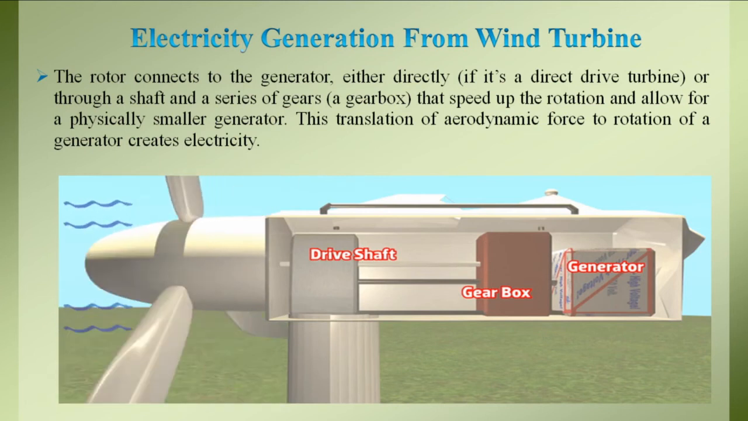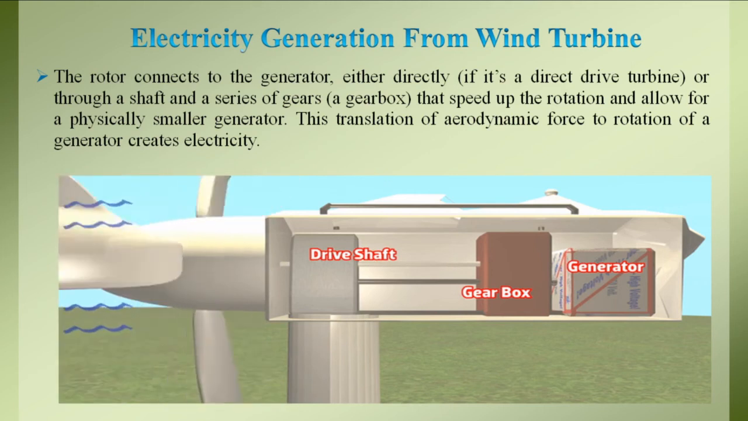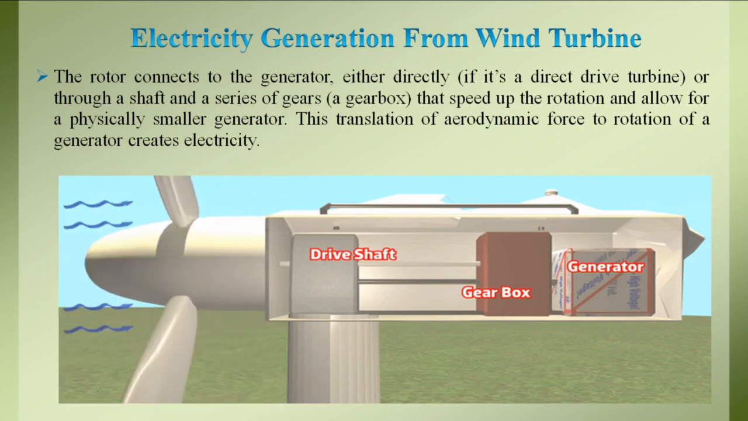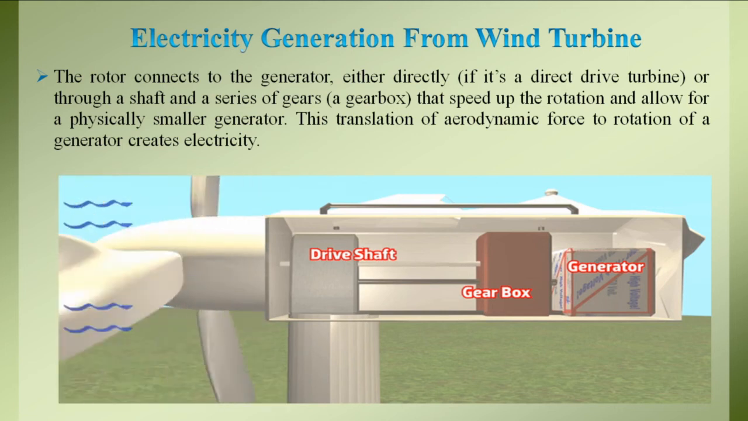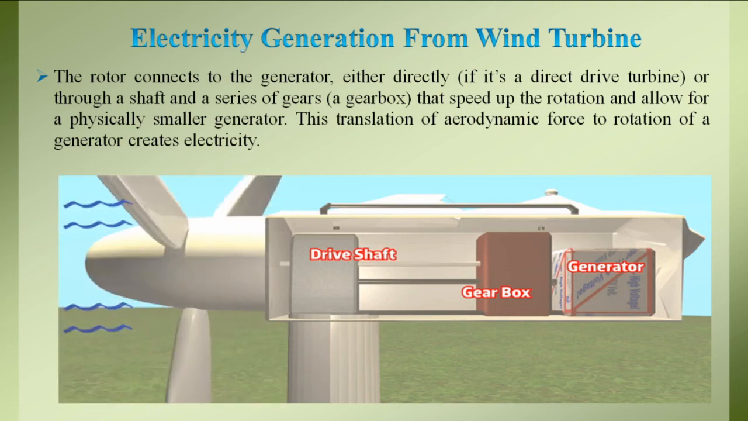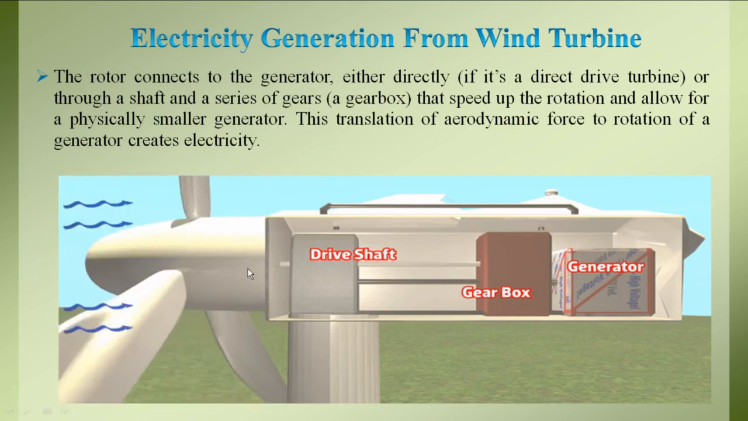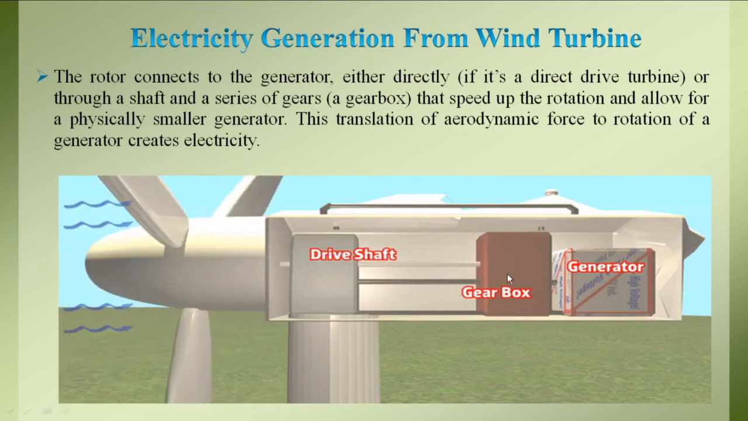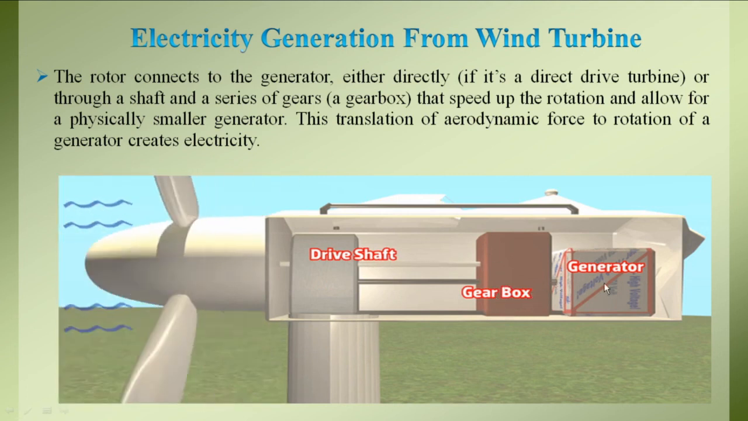Electricity generation from the wind turbine. Basically, the rotor is connected to the generator either directly, if it is a direct drive turbine, or through a shaft and a series of gears in the gearbox that speed up the rotation and allow for a physically smaller generator. This translation of aerodynamic force to the rotation of a generator creates electricity. As the rotor rotates at a particular rated speed, the shaft is connected to the gearbox. In this gearbox, the speed is increased by using the planetary gearbox mechanism, and this is given to the generator.